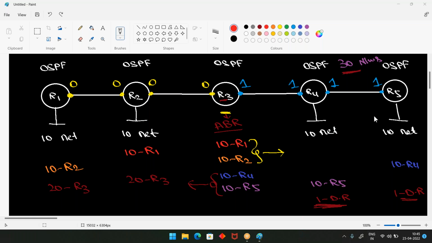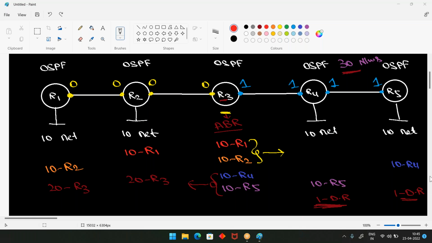Okay, it's a normal router, Abhinav. It's a normal router only. When you configure multiple areas, it will act as an ABR router. It's not a different router, it's a normal device only. But when you configure multiple areas in this device, it will act as an ABR. That's it.